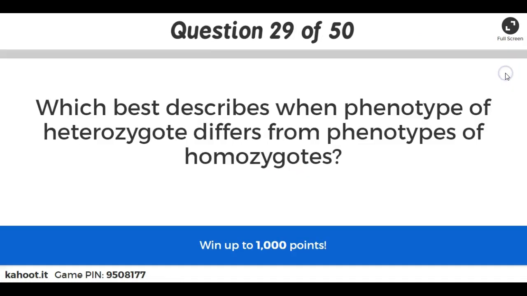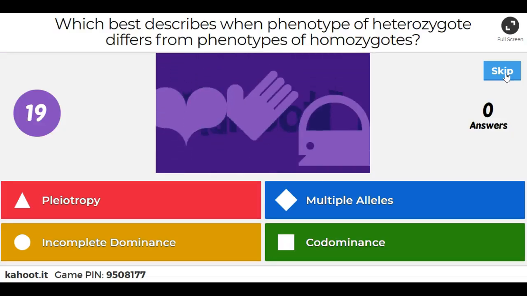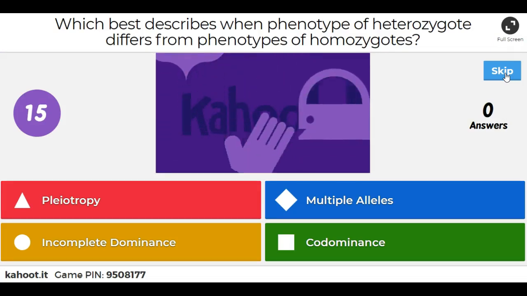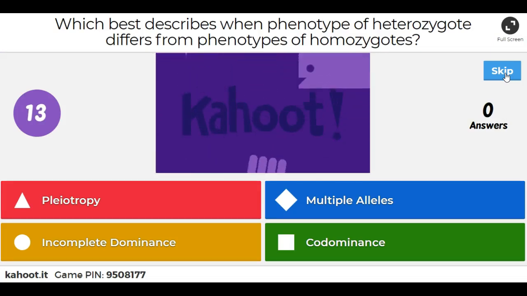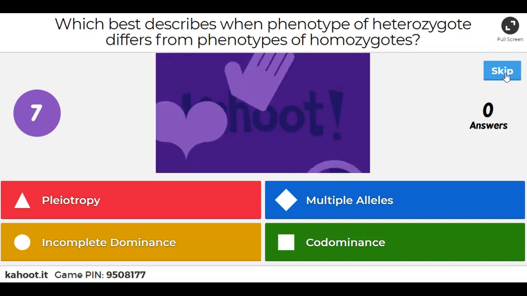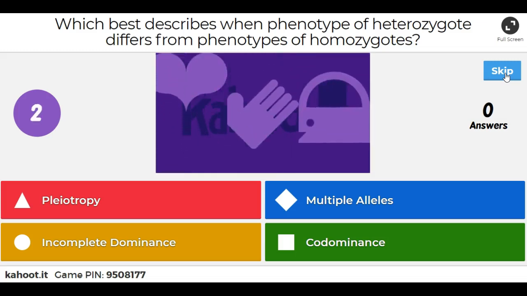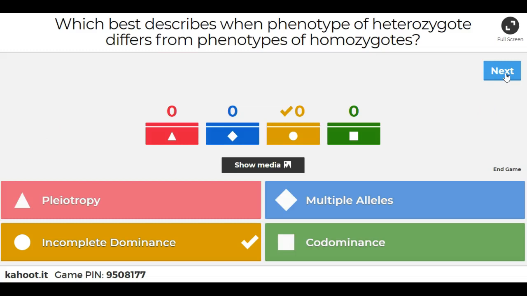All right, next question, 29. Which best describes when phenotypes of a heterozygote differ from the phenotypes of homozygotes? So this is incomplete dominance.